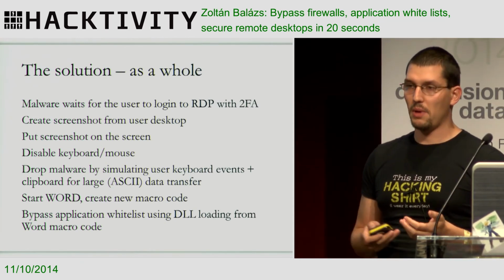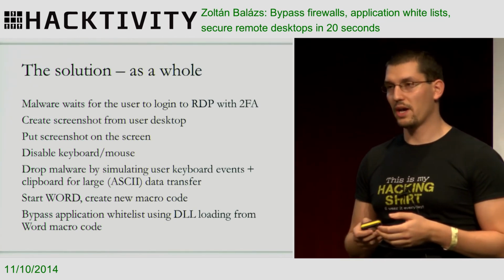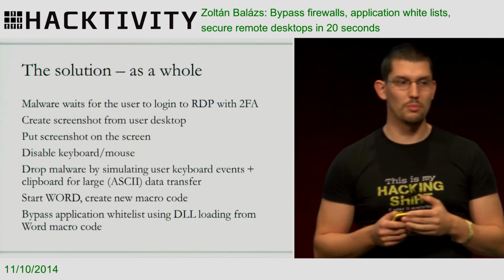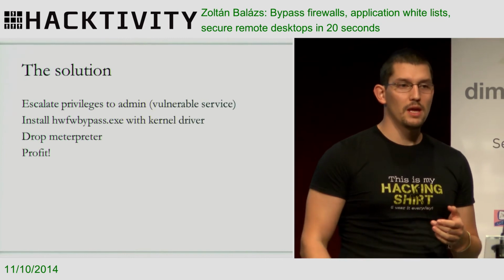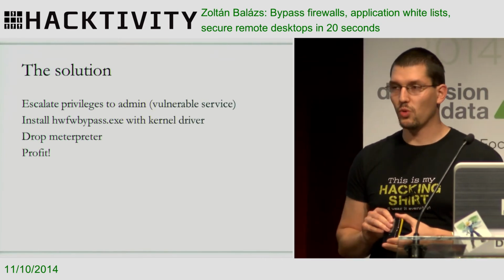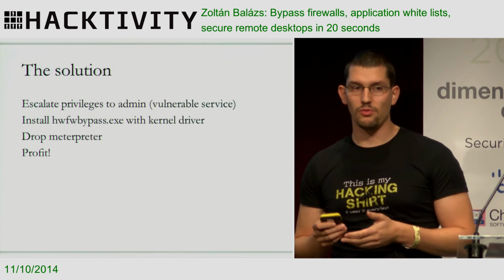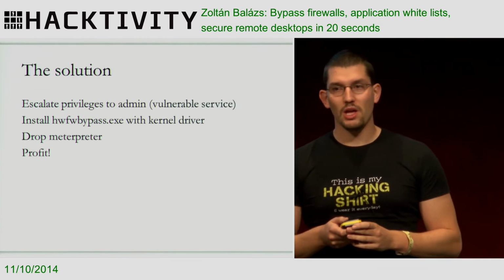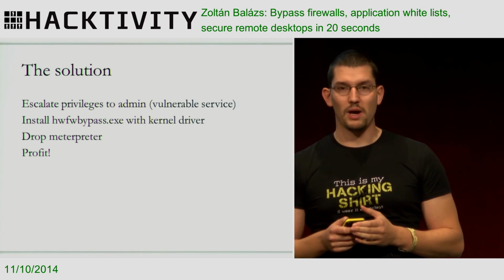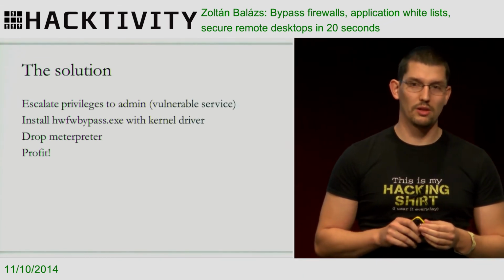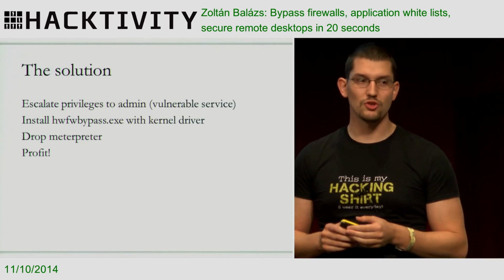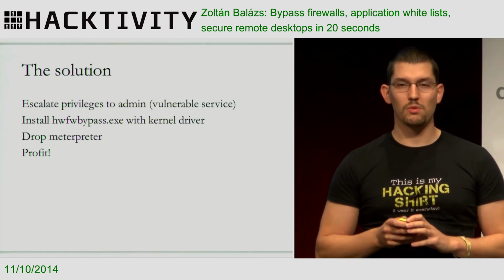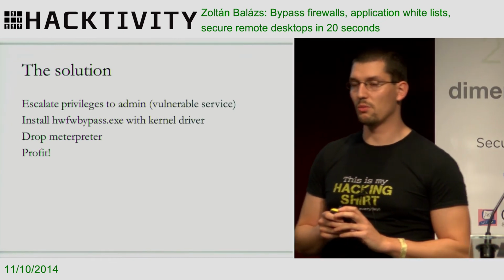And after that, I can bypass the application whitelist with this powerful tool called Visual Basic Macro Code. I can escalate my privileges to admin thanks to a vulnerable third-party service on the RDP server. With the admin privileges, I can install my kernel driver, and I can also start my bind shell, and I have all I need for my persistence command and control communication.